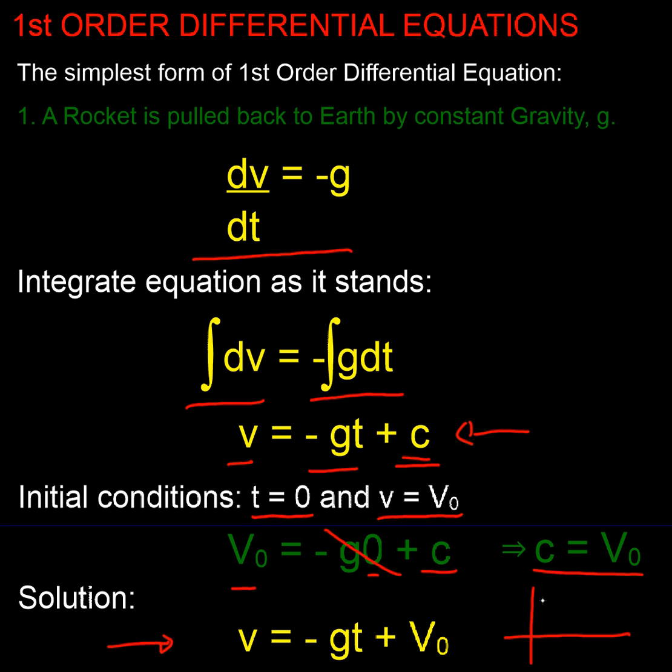So what's that telling us? Well, we're starting at v0 and our velocity is going down from being positive, and then it becomes negative. So our rocket would start off going up, and then it starts coming down.